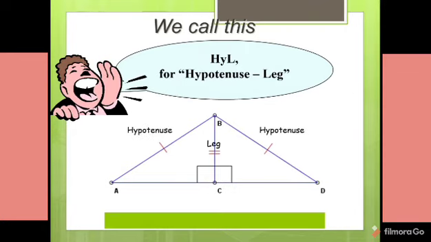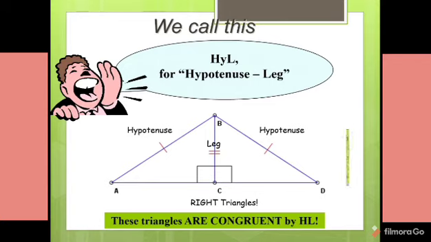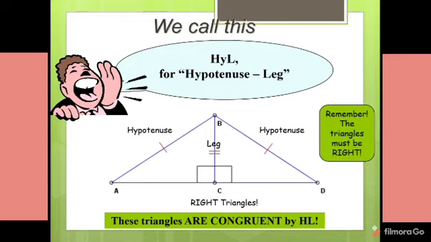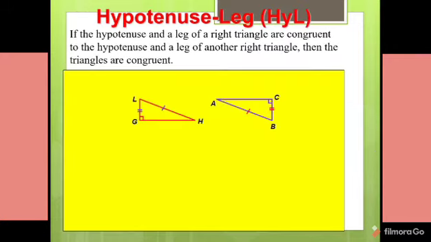We call this one the HL Congruence Theorem, or shall we say, hypotenuse leg. So these are good for right triangles. So for the HL, you would have it there. If the hypotenuse and a leg of a right triangle are congruent to the hypotenuse and a leg of another right triangle, then the triangles are congruent.